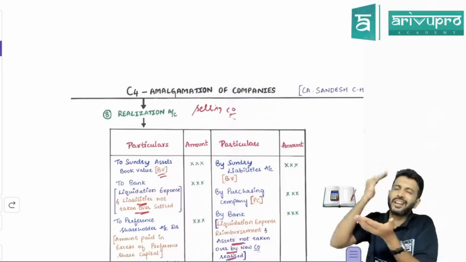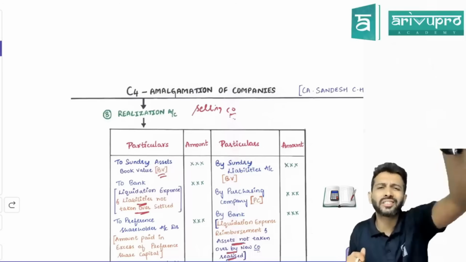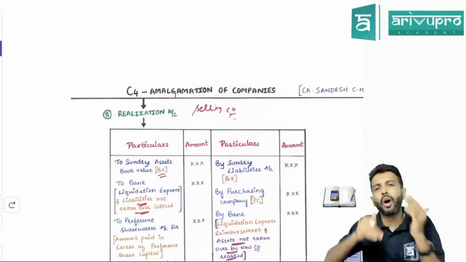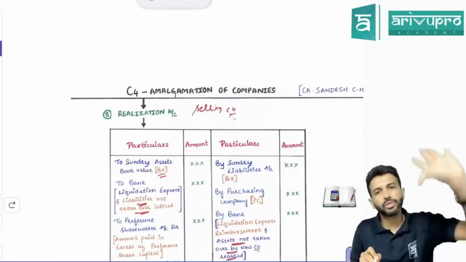So simple logic, an asset has a debit balance, to cancel we have to credit. So the journal entry will be realization account debit to assets account. All the assets are shown at book value, so cancellation also will happen at book value. So this is the entry.